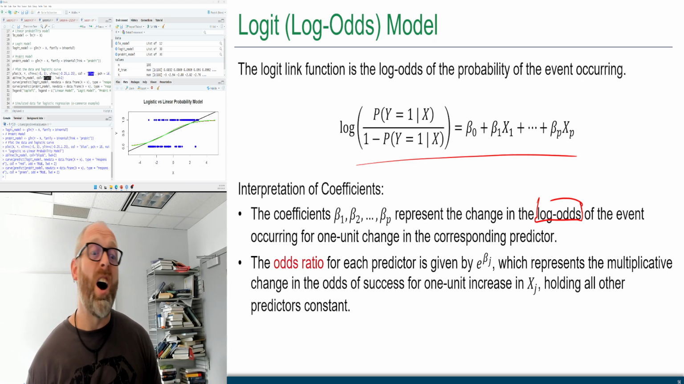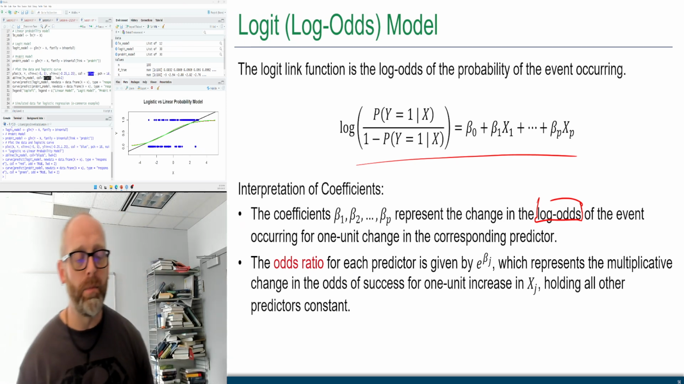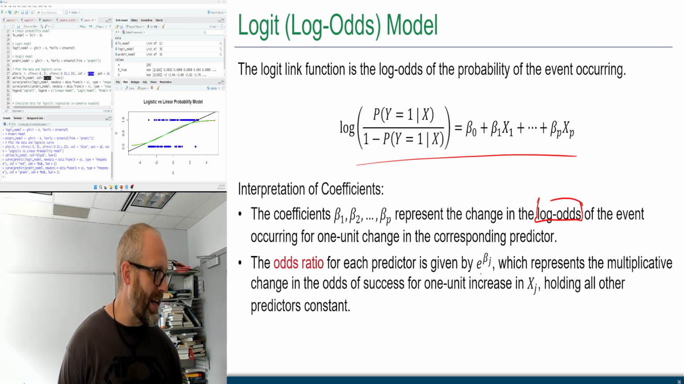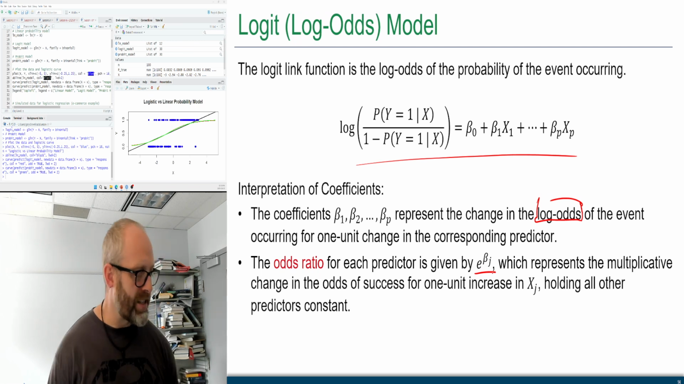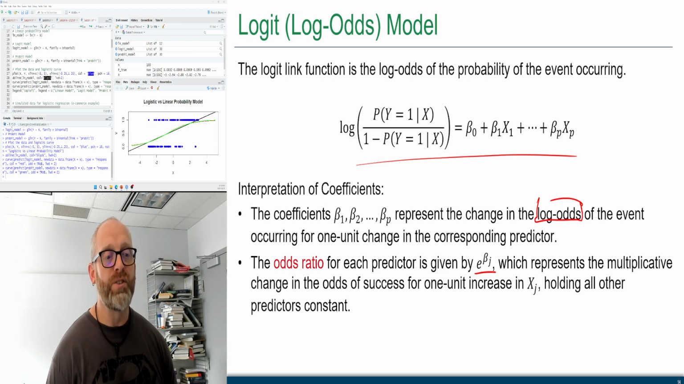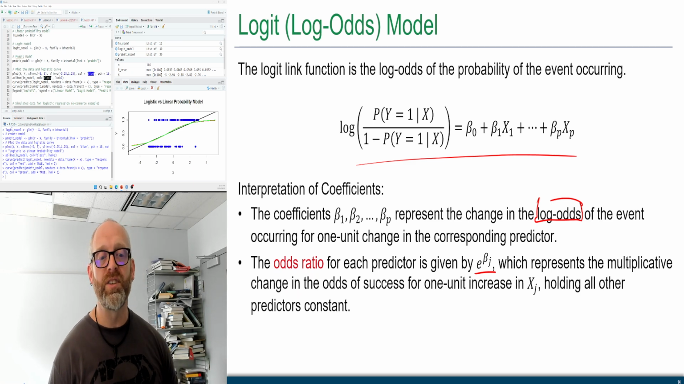Let's just talk about odds, not log odds. Let's get rid of that. Well, we're going to do exactly the same thing that we did in the Poisson, which is just taking e to both sides. So if I look at e to the beta j, this is going to give me the odds ratio for that specific predictor. So this is going to represent the multiplicative change in the odds of success for a 1 unit increase in x sub j, of course, holding all other predictors constant.